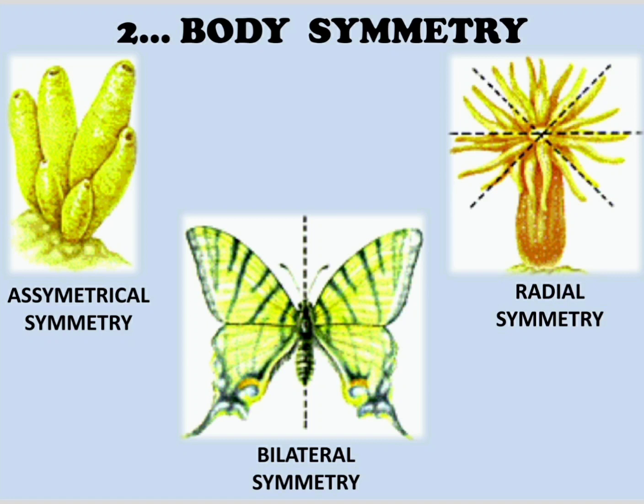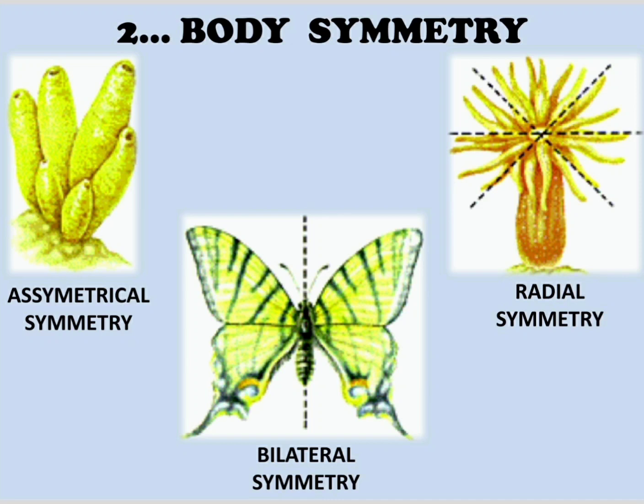Similarly, we have some animals which we will not be able to divide into equal halves. For example, over here there is a picture of a sponge which has been shown to you. No matter where you try to divide it, we cannot draw any single line passing through this animal which will divide it into two identical halves. So they are called asymmetrical animals, or they fall under asymmetrical symmetry.